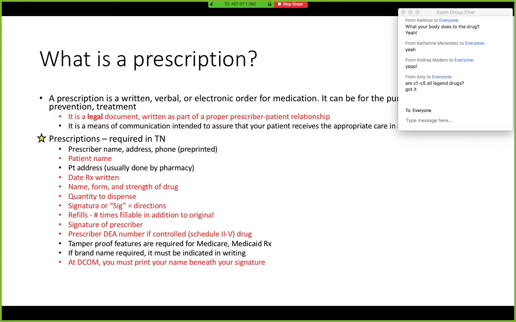I feel like this was an exam question, but I really don't remember how she asked it. This is pretty straightforward though, so just make sure that you're familiar with what has to be on there if you're writing a prescription. And you should be fine with whatever she asked you.